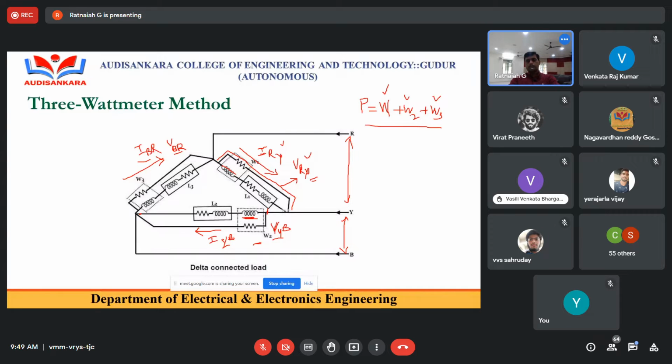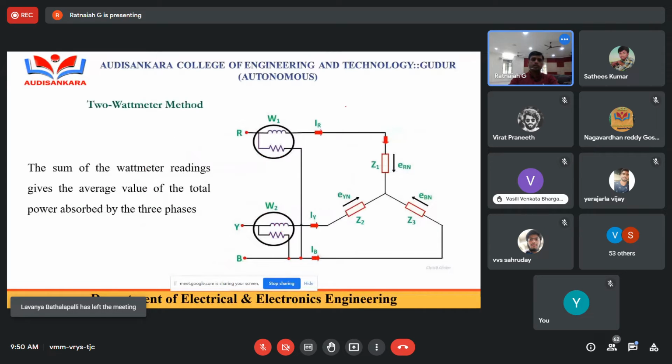So individually, we have to add the W1 reading, W2 reading, and W3 reading to get the total power absorbed by the load. If it is balanced, the wattmeter reading of W1 is equal to W2, W2 is equal to W3. If it is unbalanced, then the W1 reading is not equal to W2, and W2 is not equal to W3. The three readings are different. So this is the way to calculate power absorbed by the load when the connection is delta. It may be star or delta connection, balanced or unbalanced.